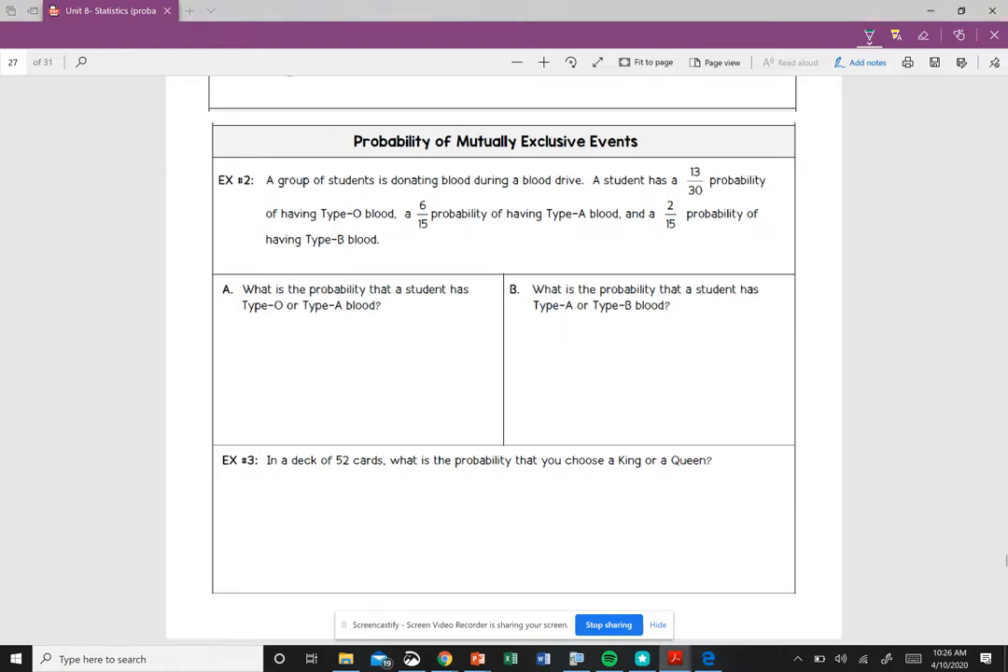Okay, we're going to find the probability of mutually exclusive events, and then we're going to find the probability of not mutually exclusive events. We've done some of this a little bit before, so it's just going to be good practice for us. So a group of students is donating blood during a blood drive. A student has 13 out of 30 probability of type O blood, a 6 out of 15 probability of having type A blood, and a 2 out of 15 probability of having type B blood.